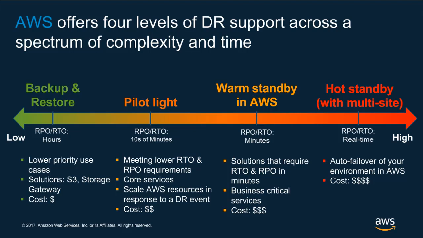So based on your impact analysis, you should be able to define RTO and RPO for an application and fit a DR solution to those objectives. At AWS, we think about 4 general levels of DR support across the spectrum of complexity and time. For our less valued use cases, for RTOs that are in the hours, perhaps up to a day, it could be as simple as using your backup and recovery software that you probably have deployed in your on-prem data center today to write a copy of your backup data to an AWS storage gateway or directly into Amazon S3.